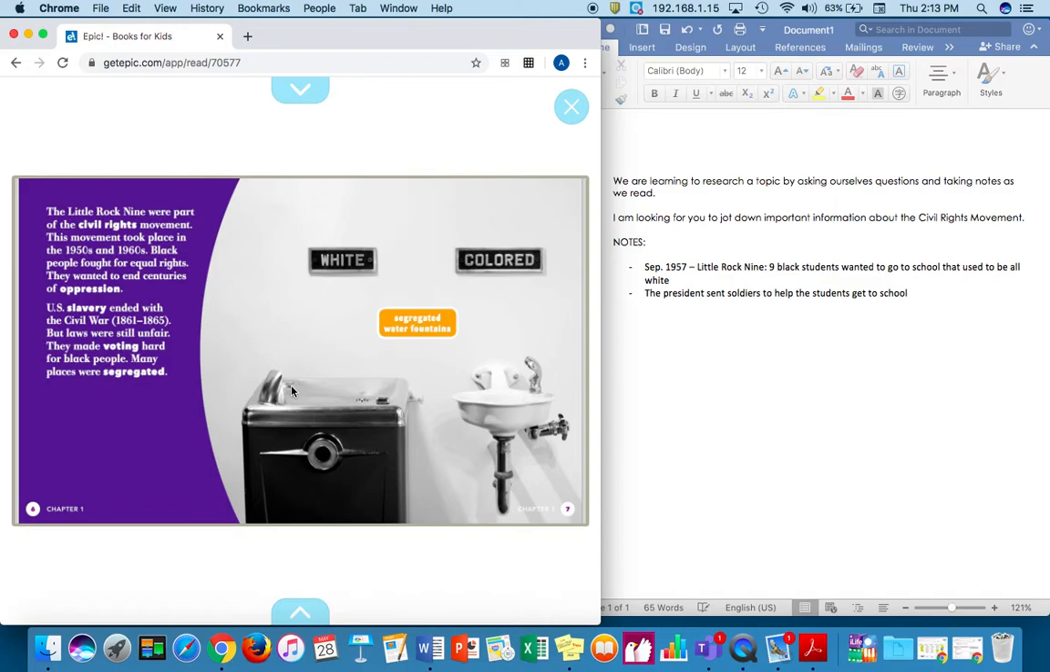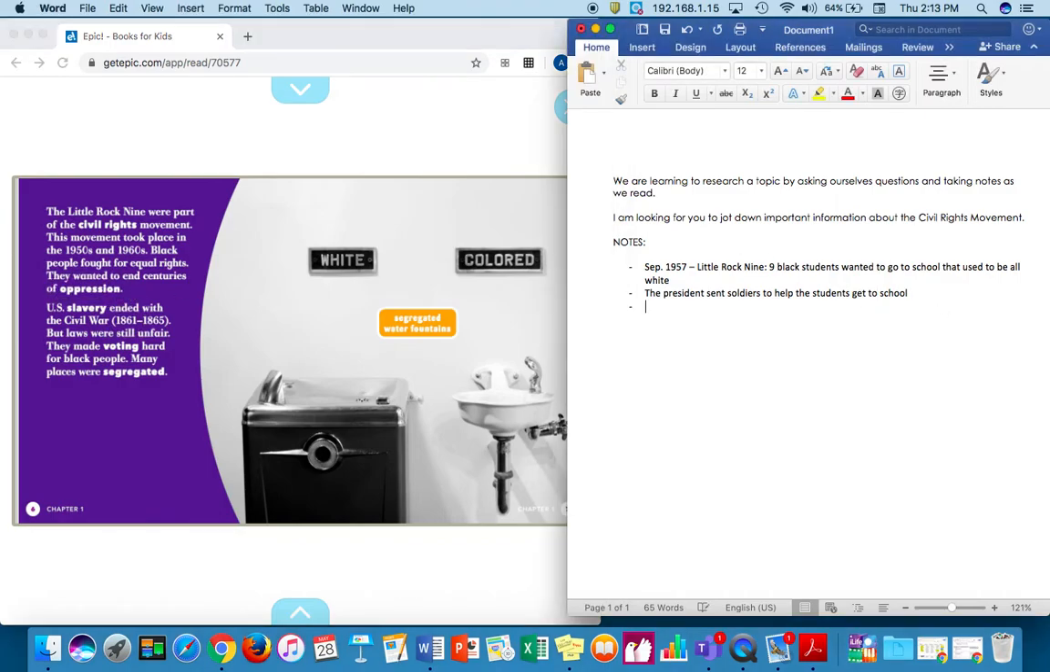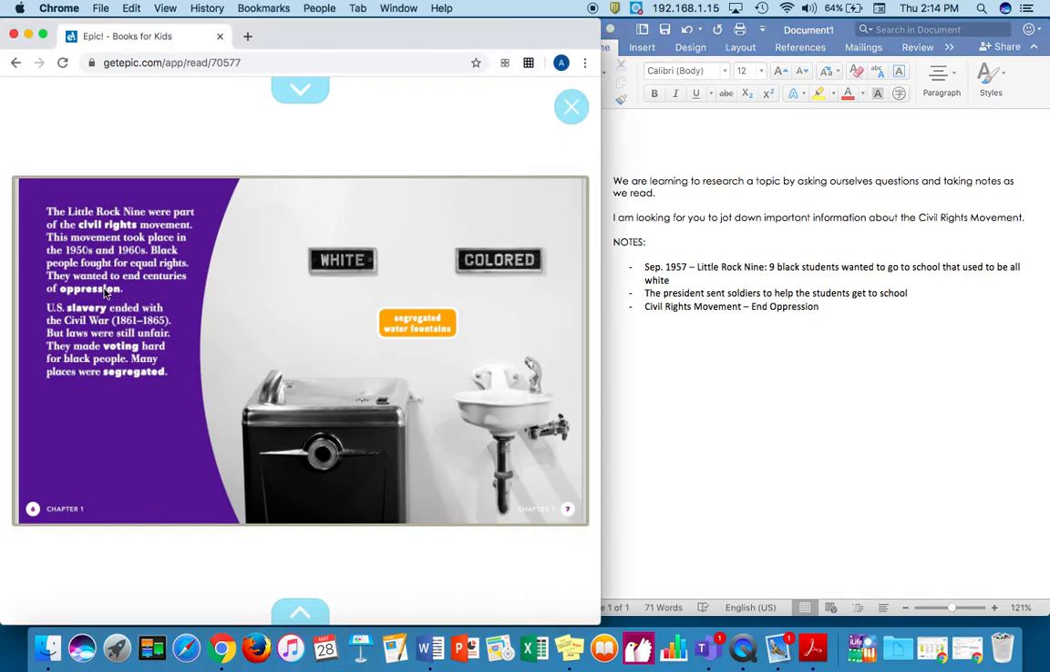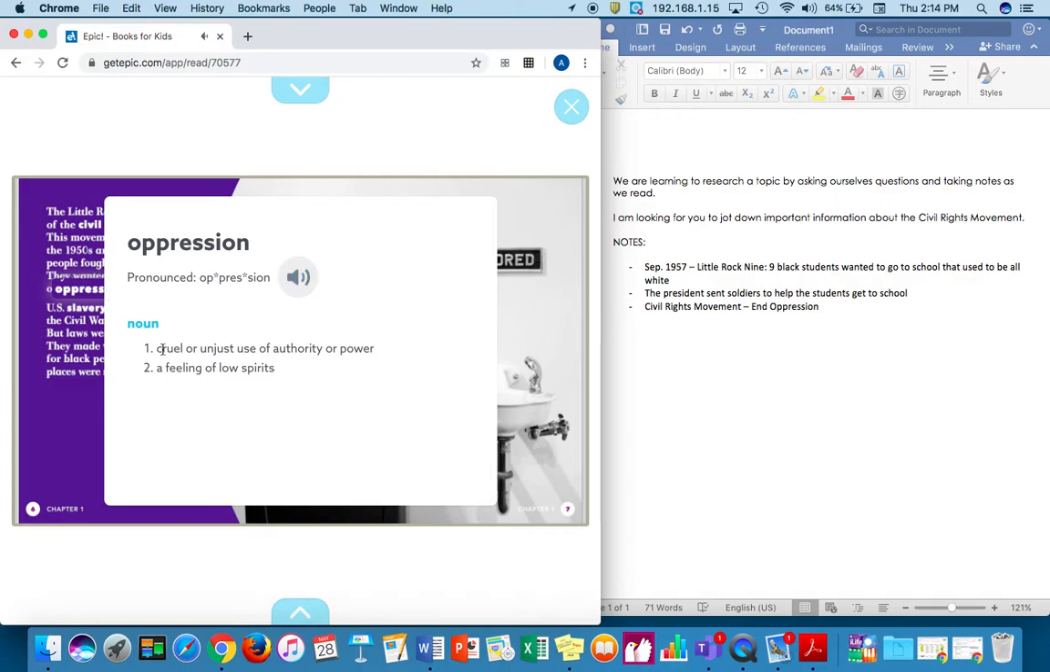The Little Rock Nine were part of the civil rights movement. This movement took place in the 1950s and 60s. Black people fought for their equal rights. They wanted to end centuries of oppression. So I might write that down. Civil rights movement. And oppression. And if I don't know what that means on Epic, I can click on the word oppression.